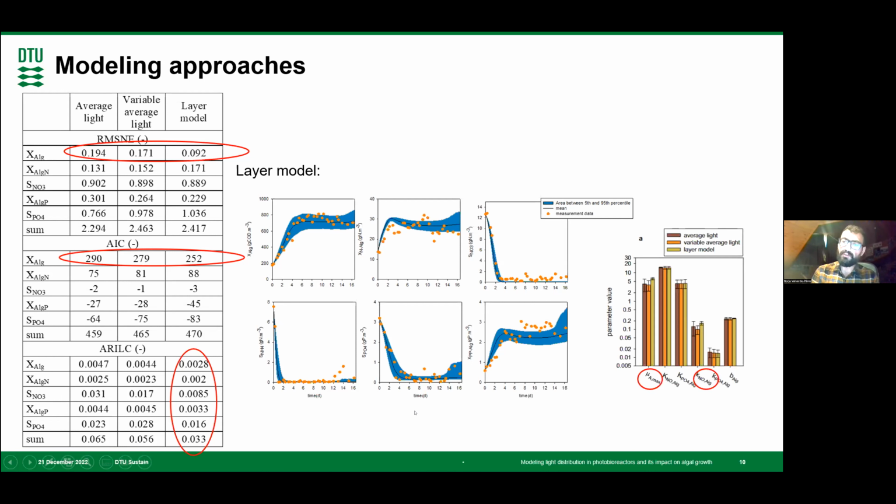When it comes to the parameter estimates, there is some variability when we have different models for light intensity. You can see it's most significant in the maximum growth rate and in the maximum uptake of nitrate. And this is because of the effect that we have when we average the light, assuming that all the algae will grow at the same velocity, even though in the bottom of the photobioreactor, the growth rates will be lower.